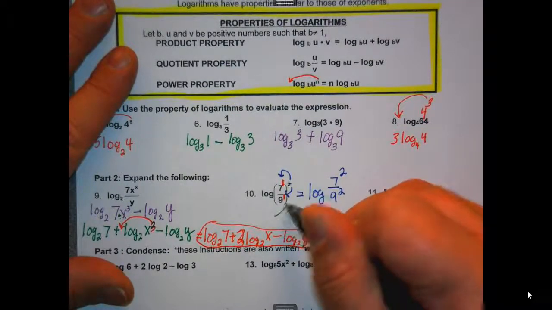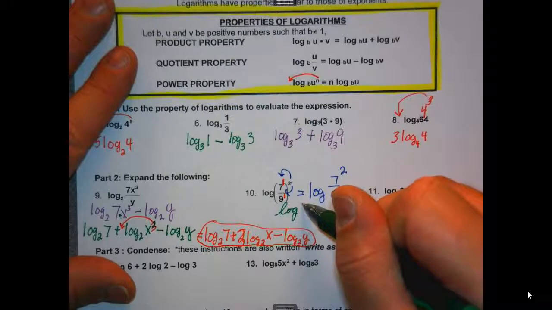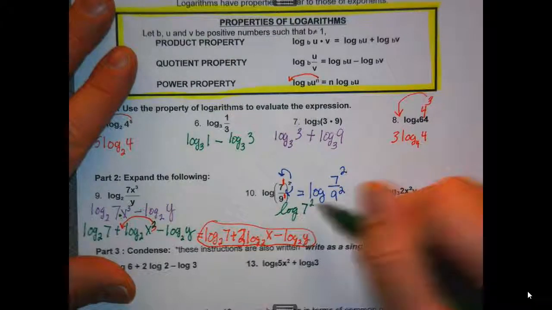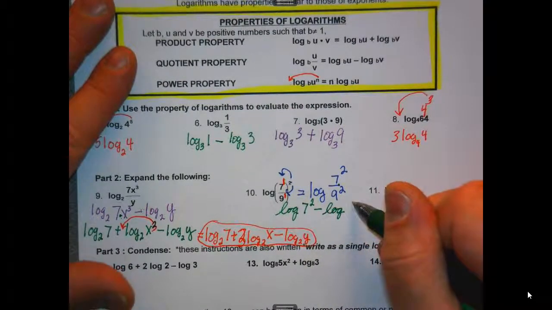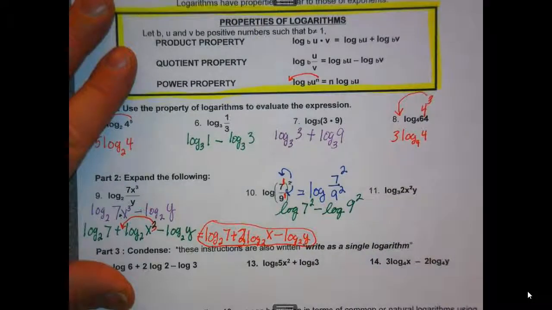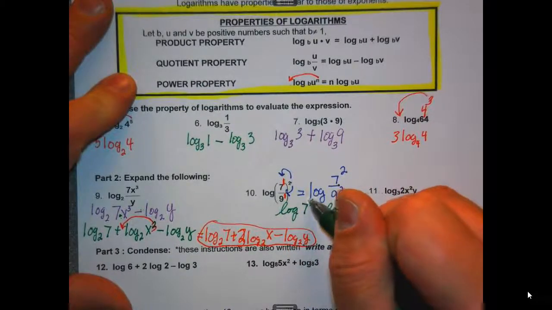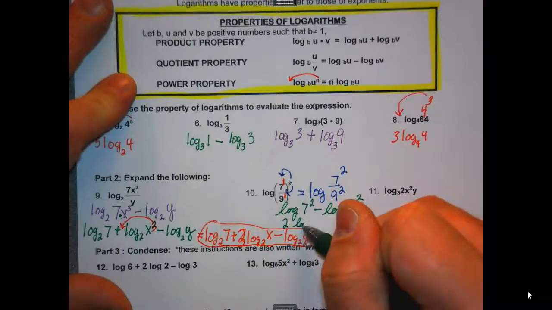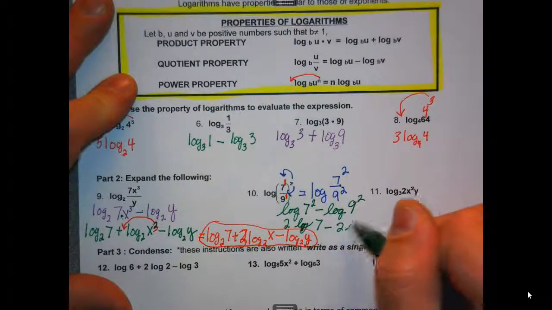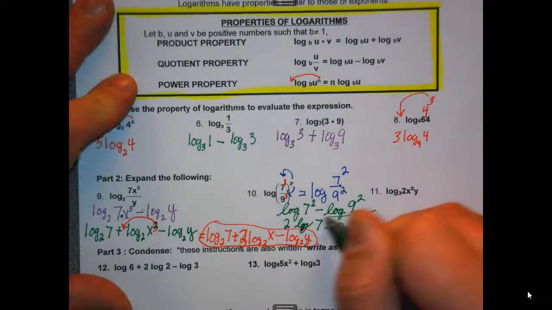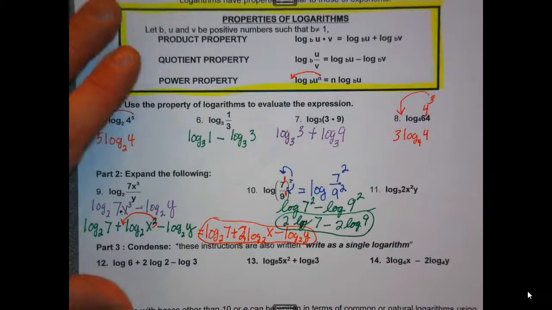Okay, so I have common log of my numerator, which is 7, minus common log of my denominator, which is 9. Now I'm going to use my power property, put that 2 in front. I have 2 log of 7 minus 2 log of 9. Correct. Common log, we don't need to put the 10 there. It's not wrong.